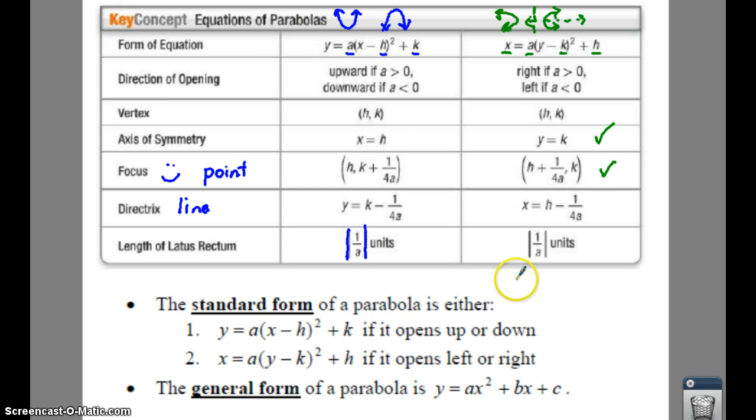So that is your lovely little introduction to the new parabolas we're going to be dealing with here in 9-2.